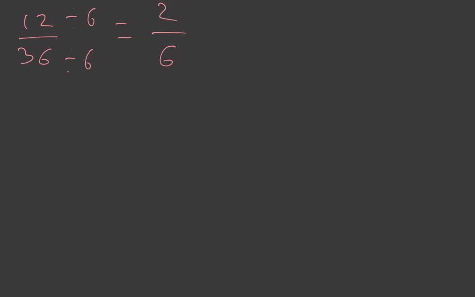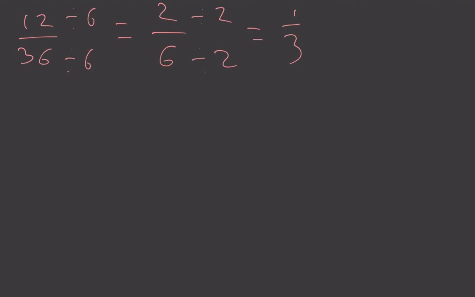So now, once again, can we simplify this any further down? Yes, so these two actually have a factor of 2 in common. So we can divide both the top by 2 and the bottom by 2, leaving us with 1 over 3. So once again, we have a third here.